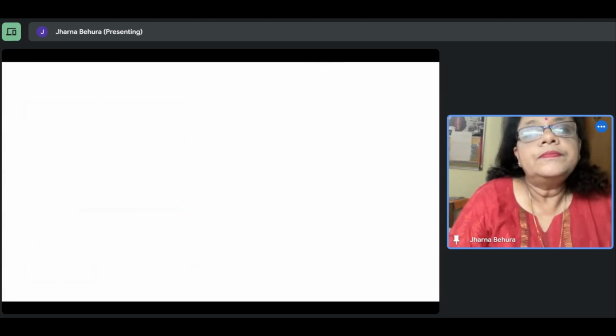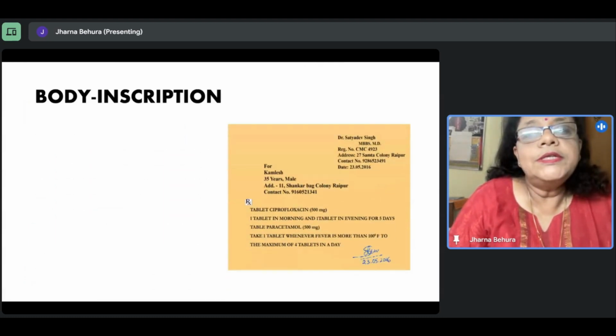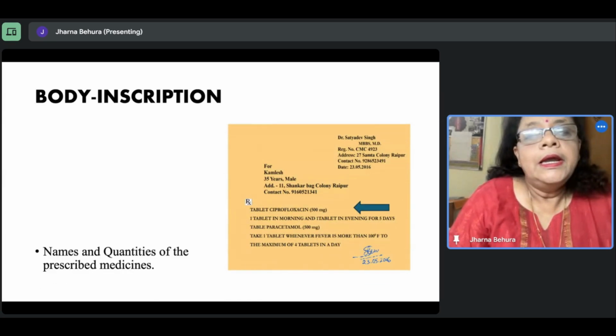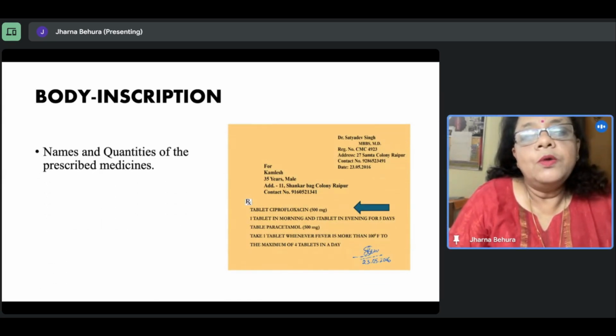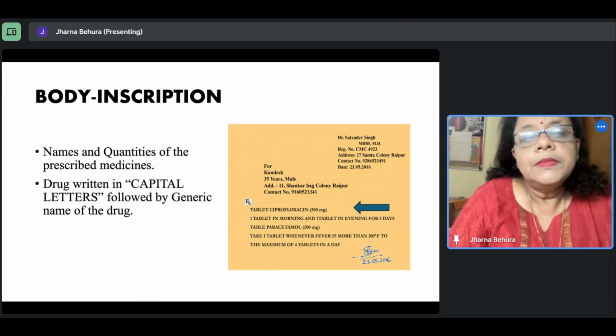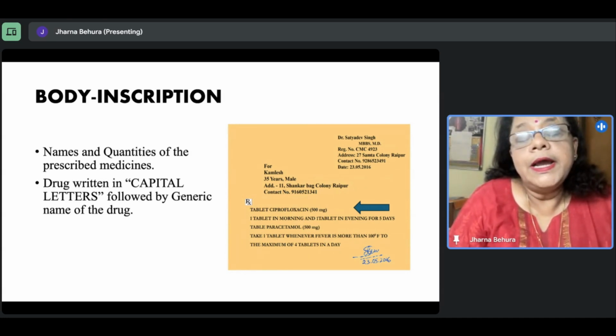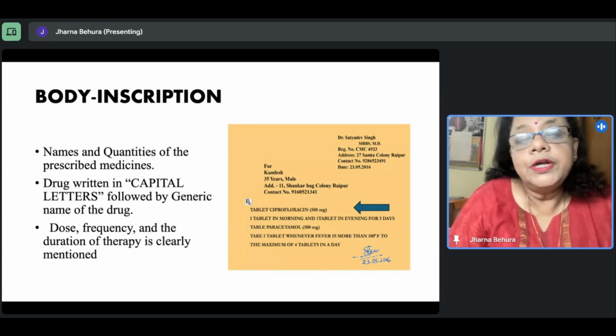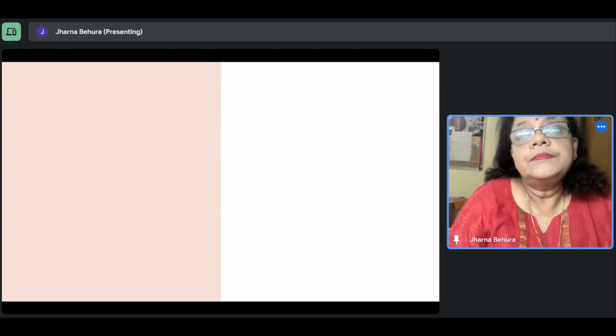The body includes the inscription, and it includes the names and quantities of the prescribed medicines. The drug is written in capital letters followed by the generic name of the drug. This has been followed by the Government of India and given in its act. I'll come to it later. The dose, frequency, and duration of therapy are clearly mentioned.